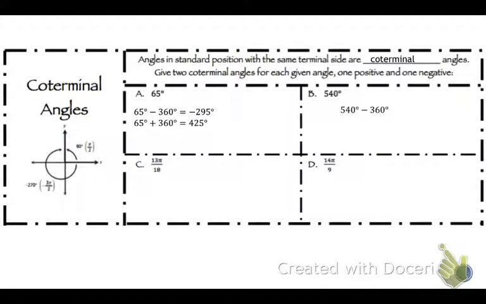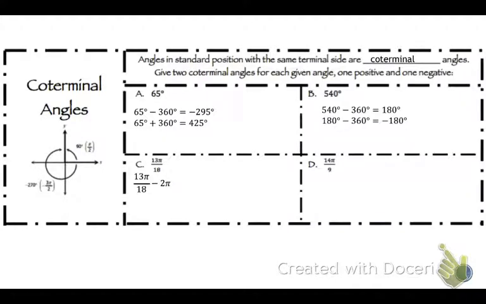Okay. Now 540, I'm going to subtract 360 first because it's positive, so let's just subtract first and see if I can get the negative one. So that's 540 minus 360 is 180. That's still a positive one, so I'm going to take that positive coterminal angle right there, and I'm going to subtract 360 again. So I have 180 minus 360, and I get negative 180, and I'm given both of those.